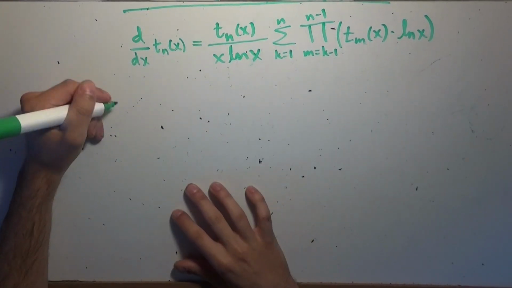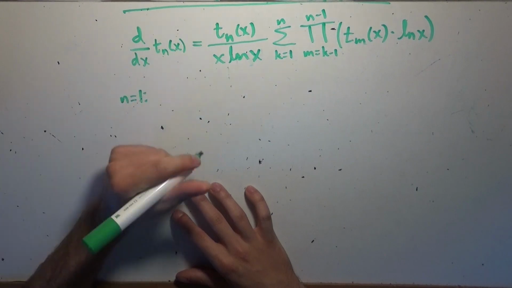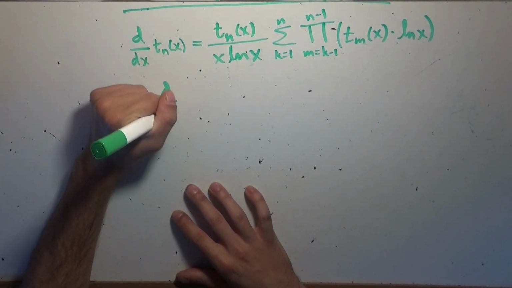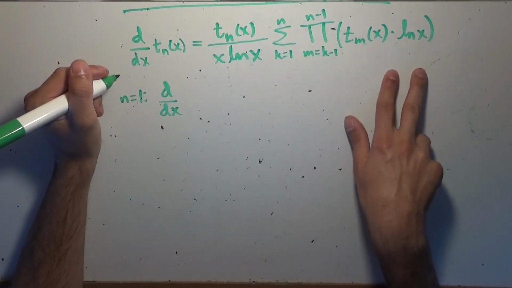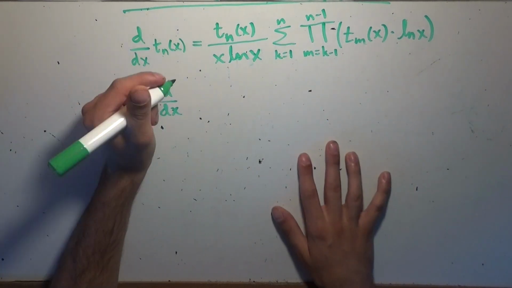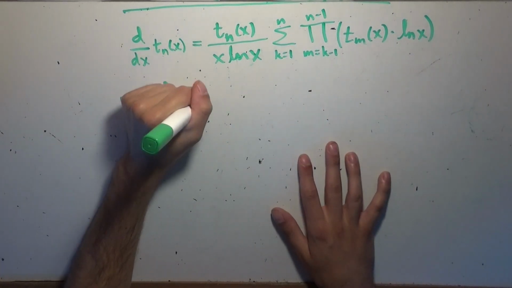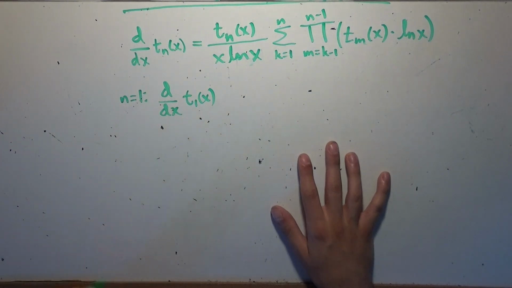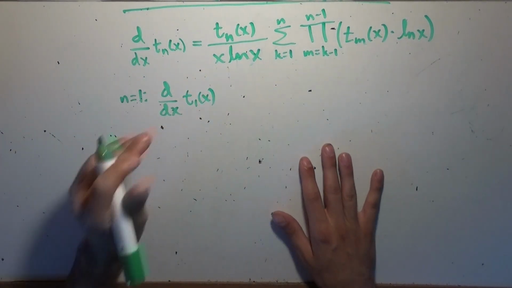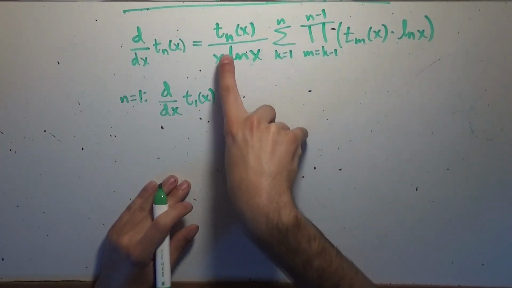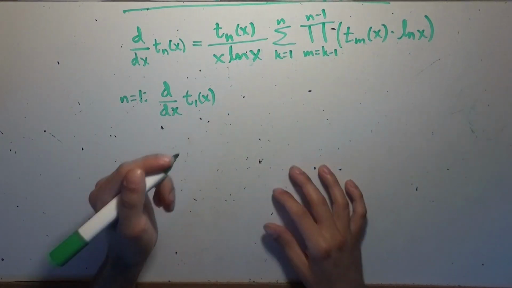So we'll start with the base case, n equals 1, right? So we want to prove that the derivative of the first tetration of x follows from this fact that we've derived here. So the derivative of the first tetration of x, which, because the first tetration of x is x, we know that this should end up just being 1 in the end. So we're just going to plug 1 in wherever we see n, and see what we end up with.